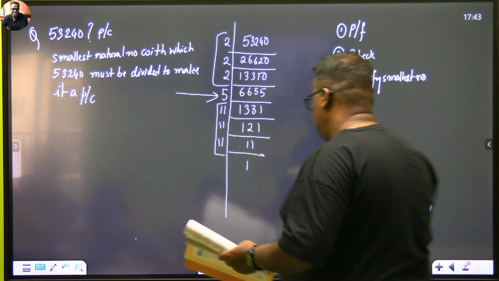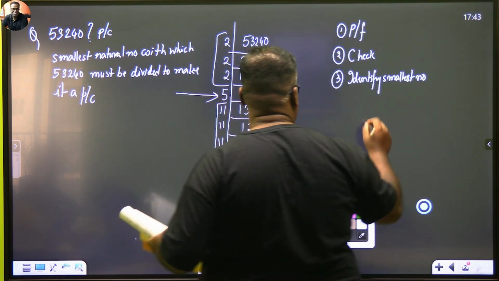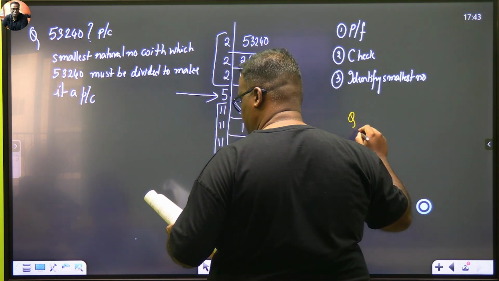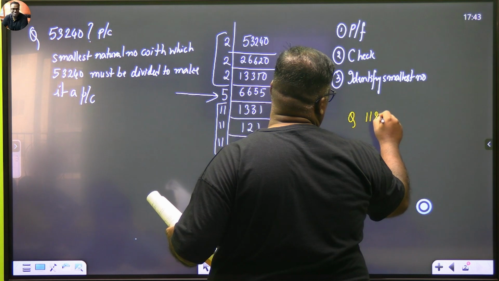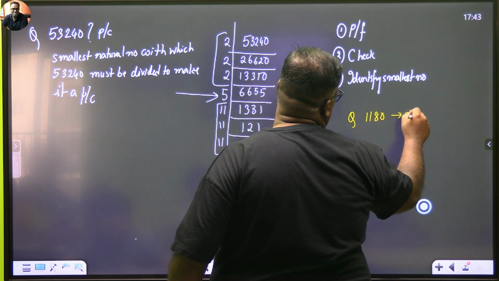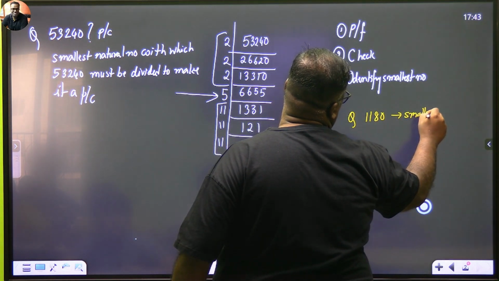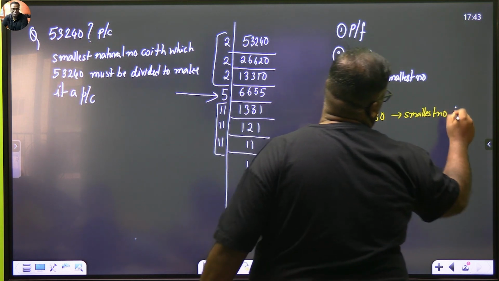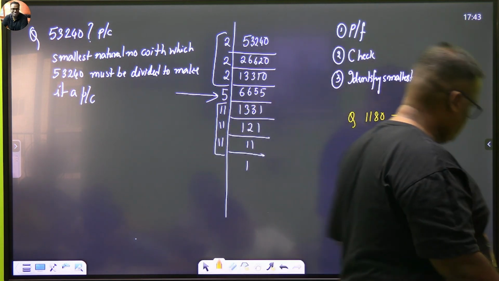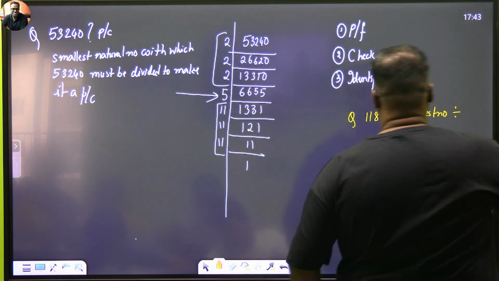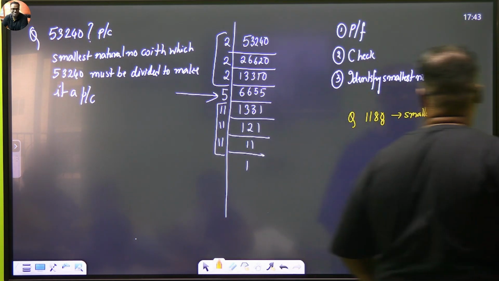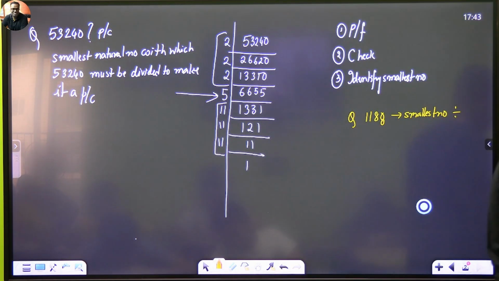Our next question, I'm putting it with yellow color so that whoever is done with this can check the next question. That's 1188, same question, and I'm looking for the smallest number to be divided. It's 1188, and the smallest number to be divided.